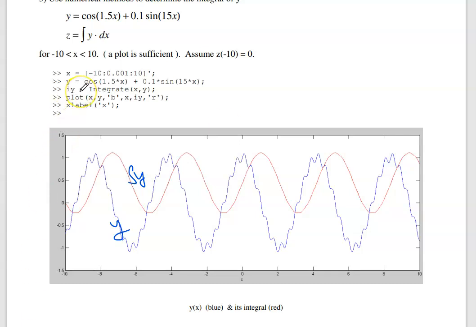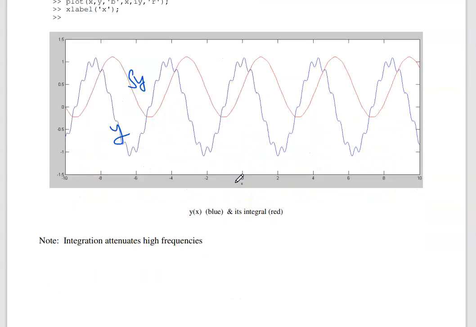In addition, typically students really like differentiation. They hate integration when they take Calc 1, Calc 2. In practice, we hate differentiation and we like integration. And this is one reason. Noise tends to be at high frequencies. Differentiation amplifies noise, something we saw last week. Integration cleans up noise. So integration, in practice, cleans up your signals.